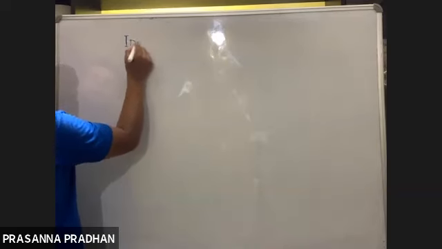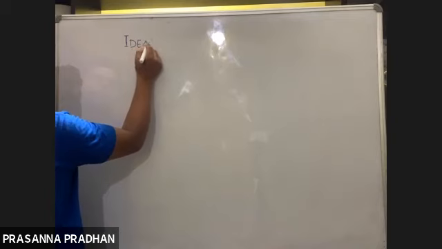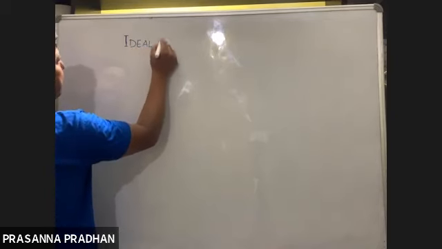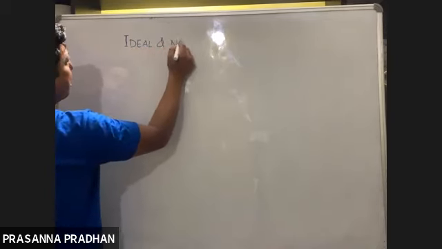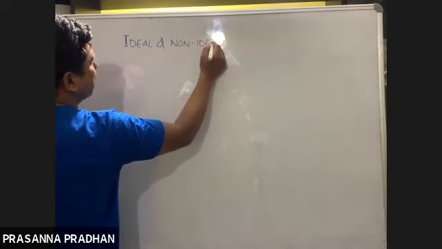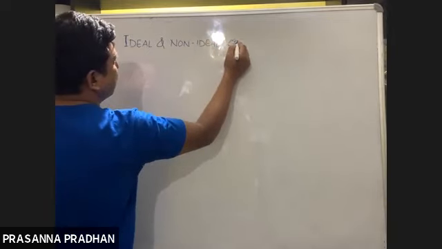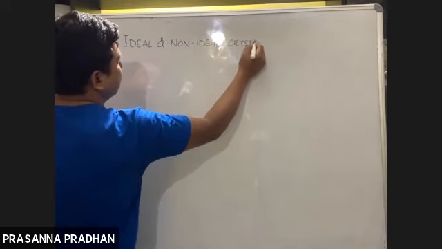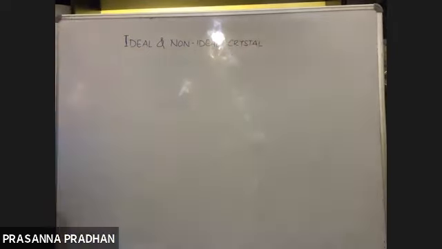Listen, ideal and non-ideal crystalline. Ideal and non-ideal crystal. Okay. Or ideal crystal is also known as a perfect crystalline. And non-ideal is also known as an imperfect crystal. Ideal and non-ideal crystal.